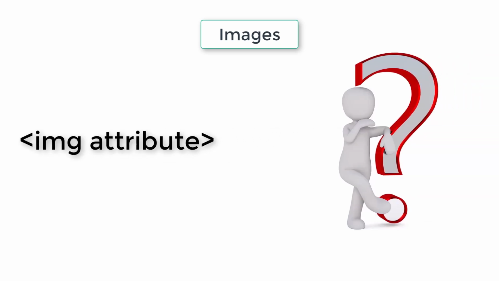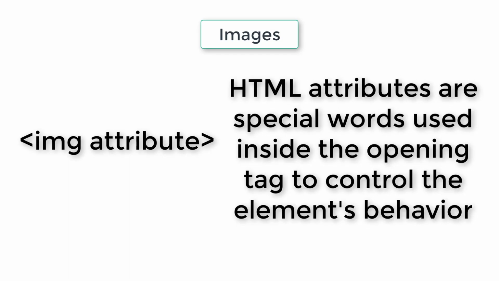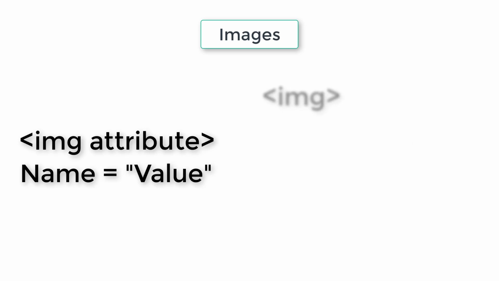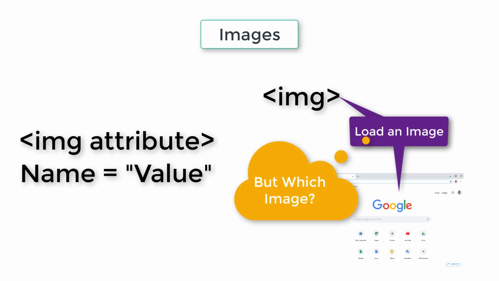The tag itself is not enough to add images. It requires an attribute. So, what is an attribute? HTML attributes are special words used inside the opening tag to control the element's behavior. It comes in a name-value pair. When we use image tag, it tells the browser to load an image. But which image? This answer is given by the attribute.